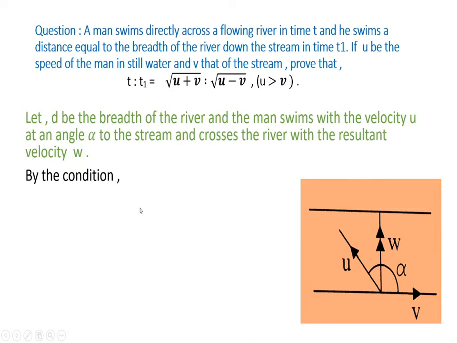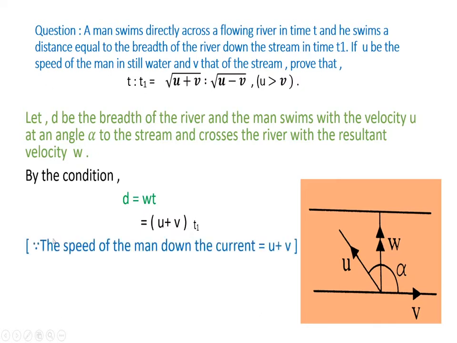By the condition, we get d equal to wt, because as you know, distance equals velocity into time. Similarly, we get d equal to (u plus v) into t1. The speed of the man down the current is u plus v. Here wt equals (u plus v) t1. So t ratio t1 equals (u plus v) ratio w, which is equation number 1.